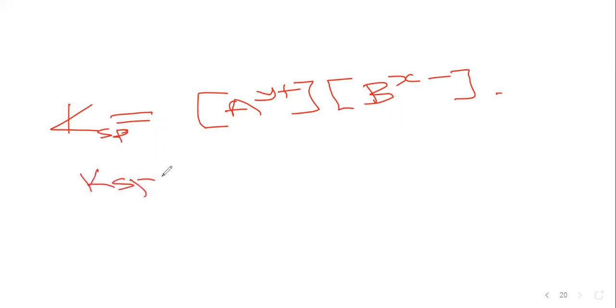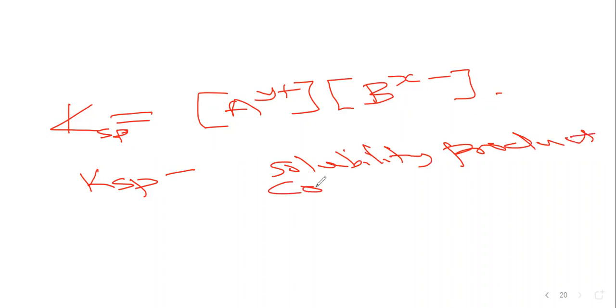And this KSP is what we term as the solubility product constant of any sparingly soluble salt. From that, we shall get its definition. What's the definition of solubility product?